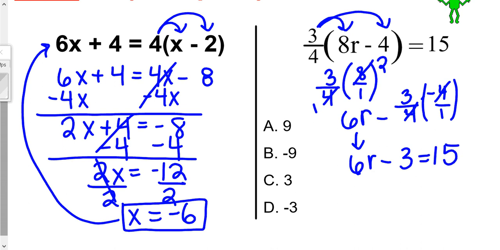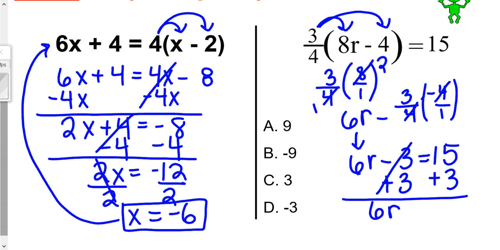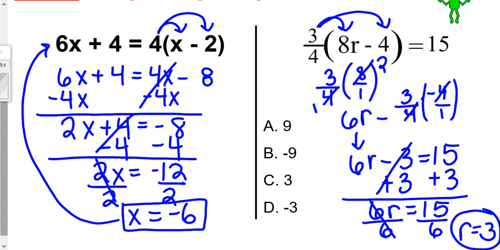Now I want to isolate the variable, so instead of subtracting 3, I'm going to use inverse operations to add 3 to both sides. This is going to cancel out, leaving 6r equals 15. Instead of multiplying the r by 6, I'm going to divide both sides by 6 in order to get the variable by itself. This is going to leave me with r equals 3. Therefore, your answer should be C. And if you do get stuck, remember you can use substitution to go back. You can plug that in and check your answer.